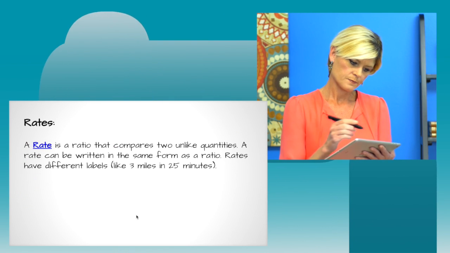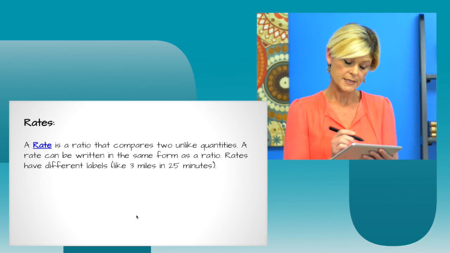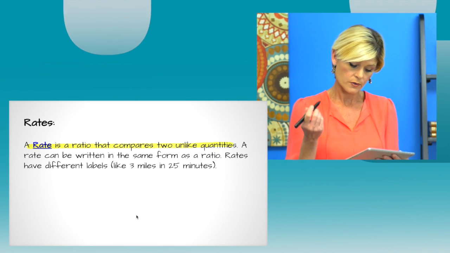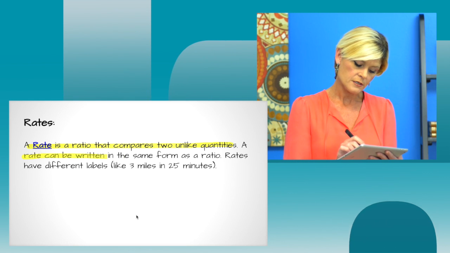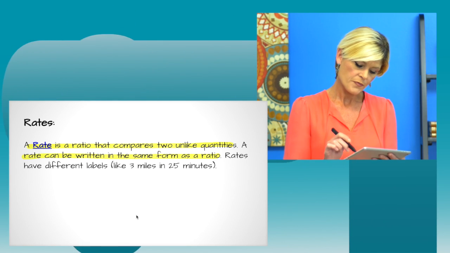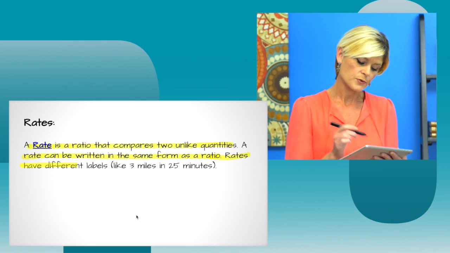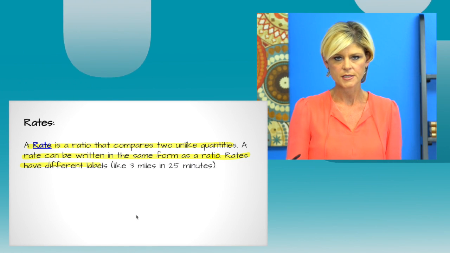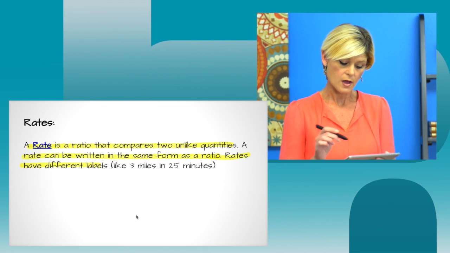Now a rate, and you also might want to write this one down, a rate is a ratio that compares two unlike quantities. A rate can be written in the same form as a ratio, but rates have different labels. You might see something like 3 miles in 25 minutes. That would be a good example of a rate.